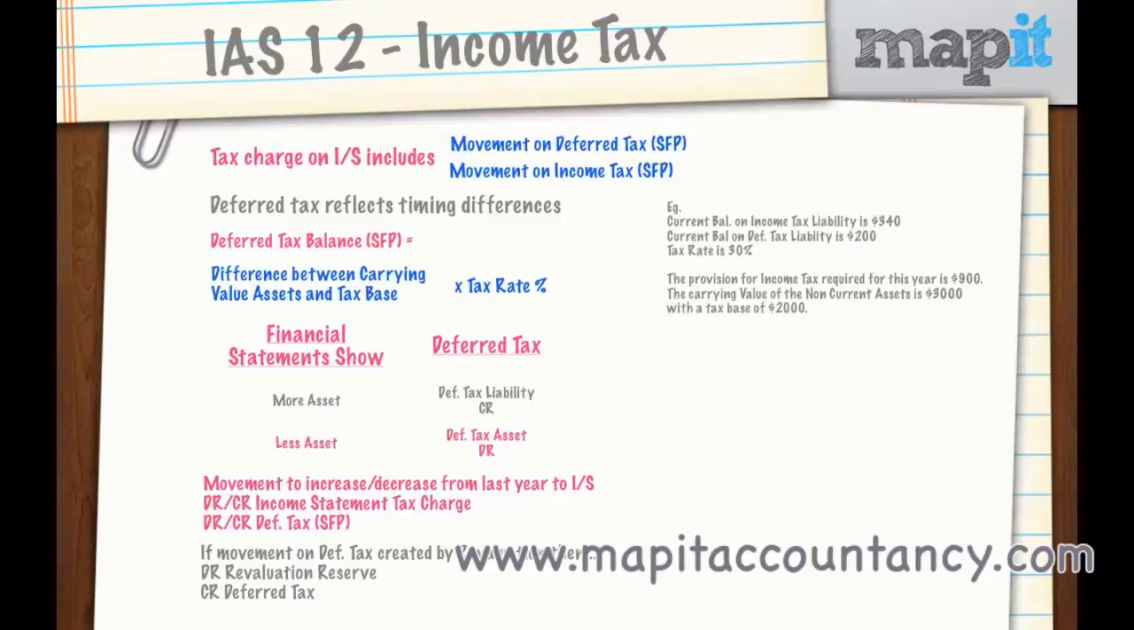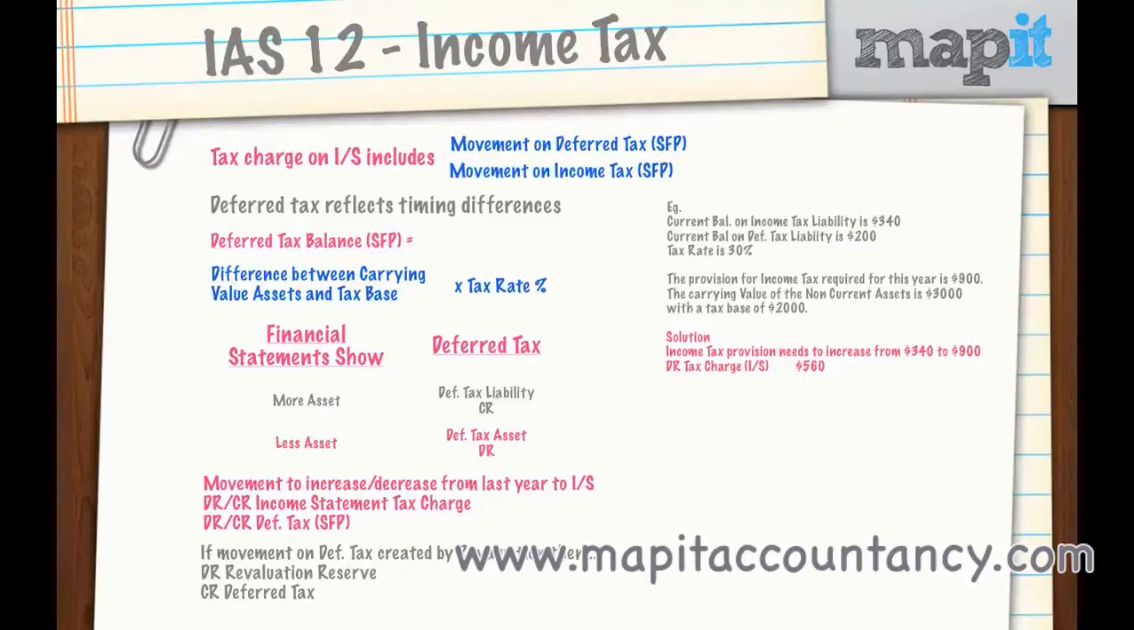And then in the note, we would be told that the provision for income tax required for this year is 900. And the carrying value of our non-current assets is 3,000 with a tax base of 2,000. And we would have to deal with all of that information. How would we do it? Well, our income tax provision, first of all, would be the thing we deal with. And it needs to increase from 340, which is the current balance, to 900 because we're told that the provision required is 900. We would post the movement on that to the income statement.